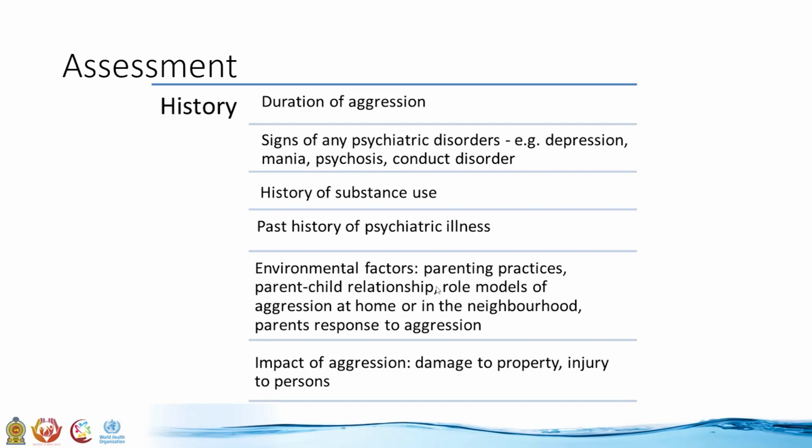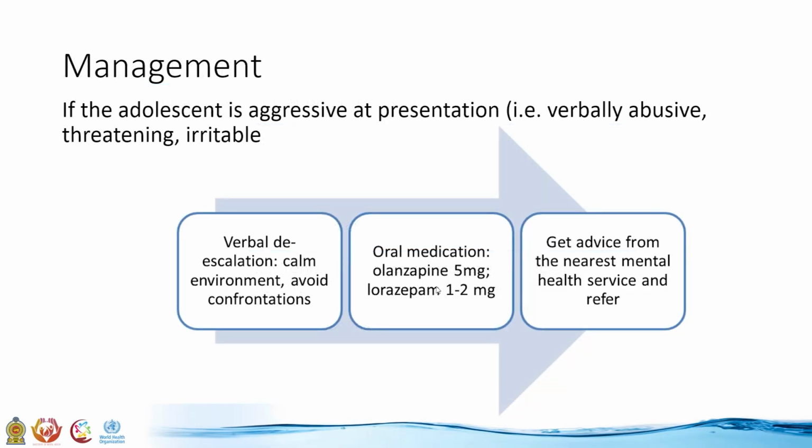A risk assessment should be done to identify the risk of harm to others as a result of the adolescent's aggression. If the adolescent is aggressive at the time he presents to you, try verbal de-escalation. Provide a calming, non-stimulating environment. Avoid arguing or confrontations. If you're unable to calm him down, and your assessment suggests that he is at risk of harming the staff or others, use oral medications such as olanzapine 5 to 10 milligrams or lorazepam 1 to 2 milligrams and immediately transfer to mental health services.